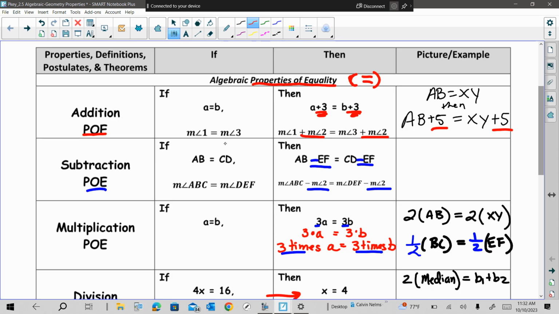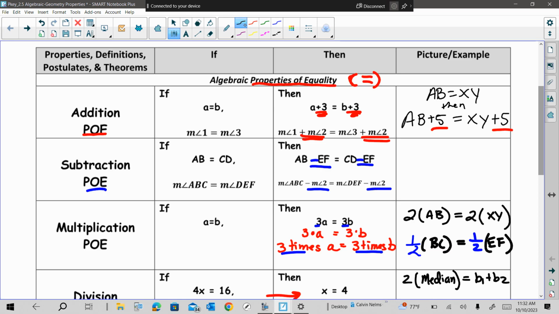Now, this can happen with a math sentence dealing with angles. The measure of angle 1 equals the measure of angle 3. Now they're adding the measure of angle 2 to both sides. So this happens also with subtraction.